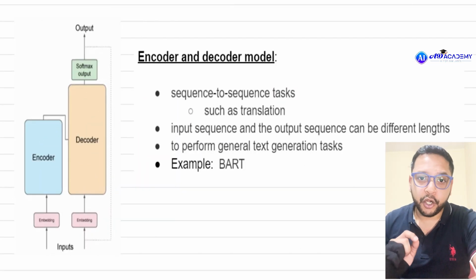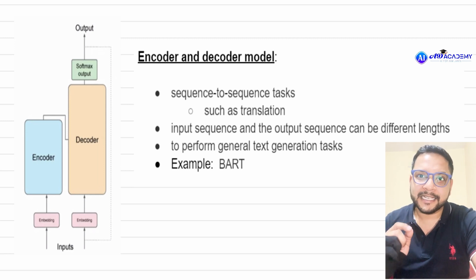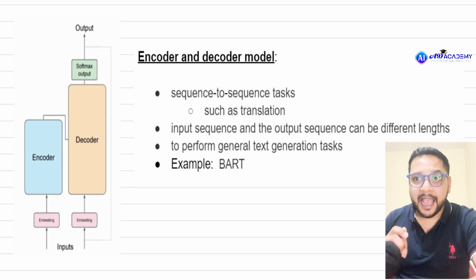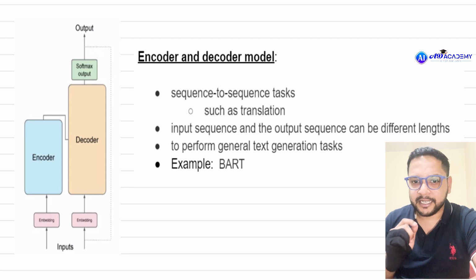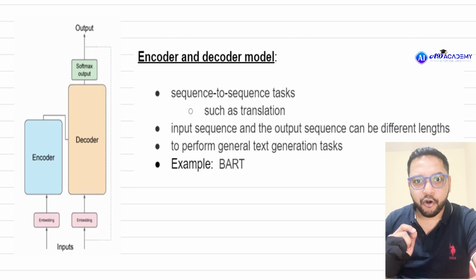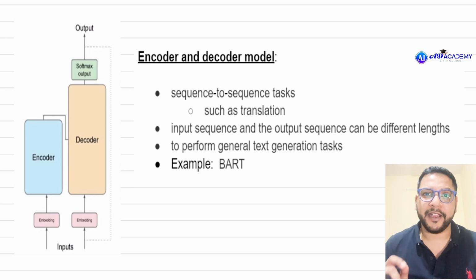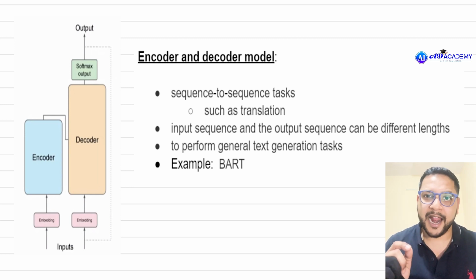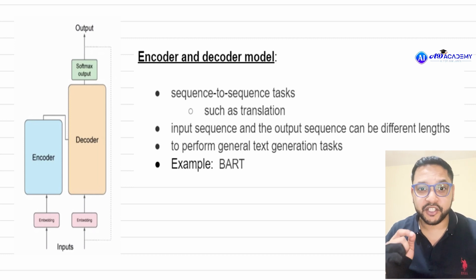Second one is the encoder-decoder model, which you have already seen in my previous video, where I explained in detail the transformer architecture with an example of machine translation or language translation. The encoder-decoder model, as we have seen, performs well on sequence-to-sequence tasks such as machine translation. A point you should remember is that the input sequence and the output sequence can be of various lengths. A famous example of this kind of encoder-decoder model is BART and T5. The encoder-decoder model is generally used to perform text generation tasks.